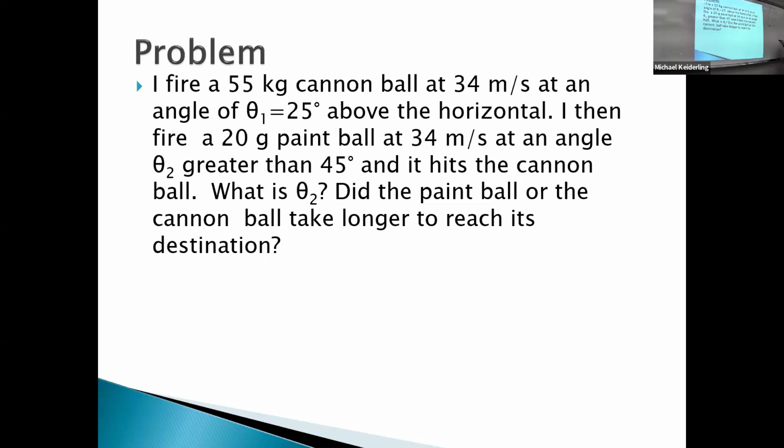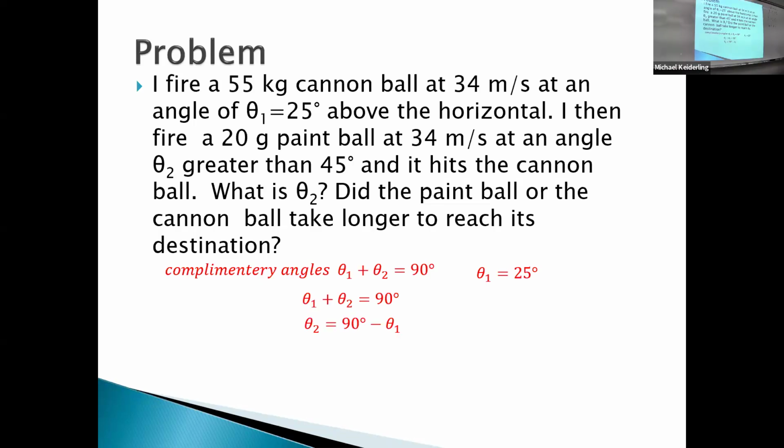So theta 1 plus theta 2 has to equal 90 degrees. These are complementary angles that add up to 90 degrees. So theta 1 is 25 degrees. Theta 2 is going to be 90 degrees minus theta 1. 90 minus 25 is 65 degrees. So I fired the paintball at 65 degrees.